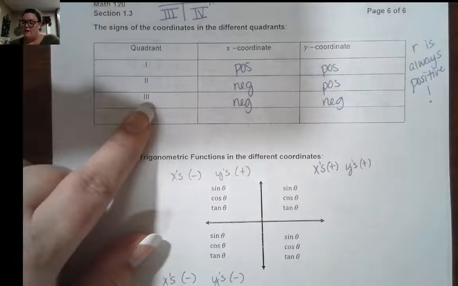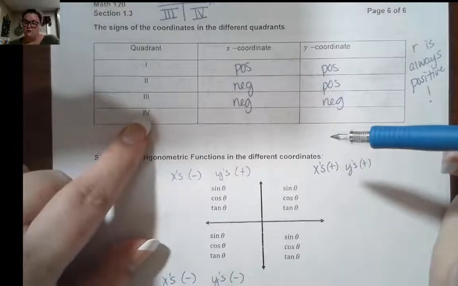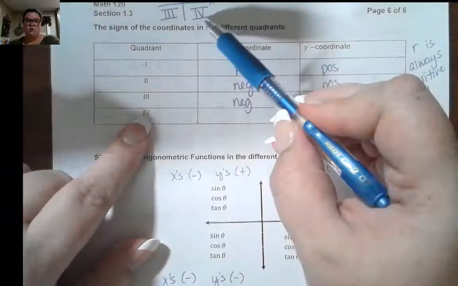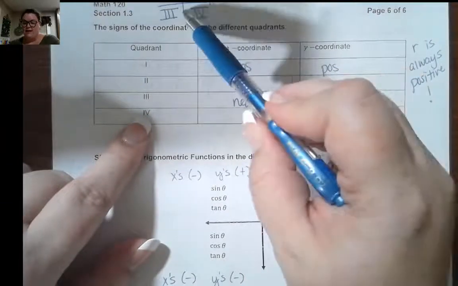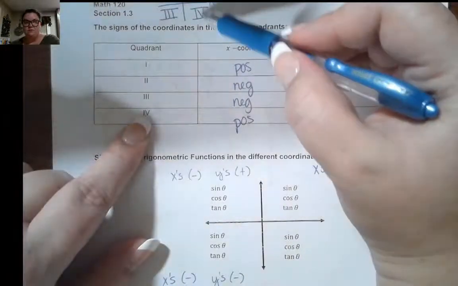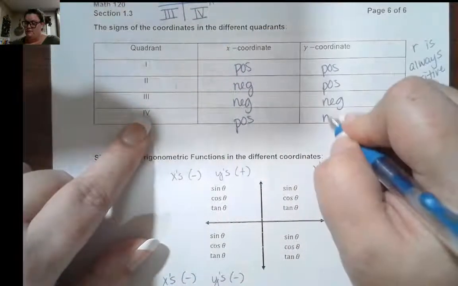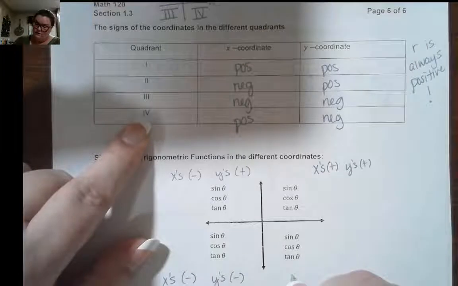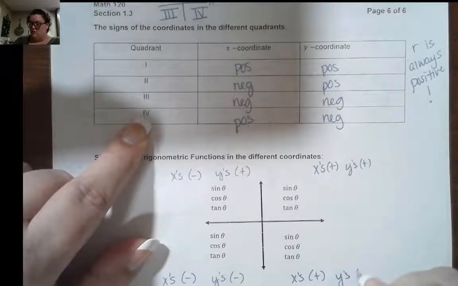Okay, and then our last one is quadrant 4. So if we're over here in quadrant 4, it's back where the x's are positive, but our y's are still below 0, right? So they're still negative. So here our x's are positive and our y's are negative.